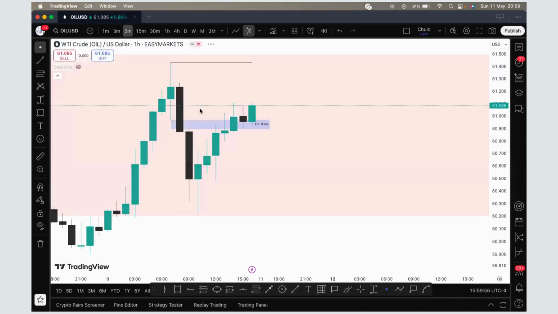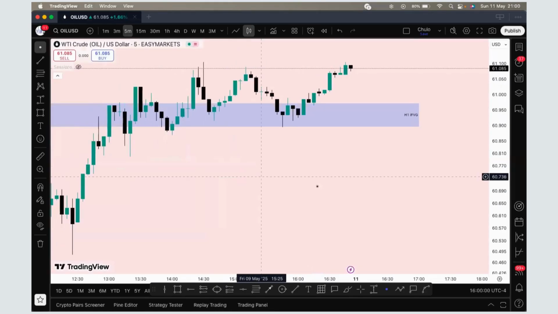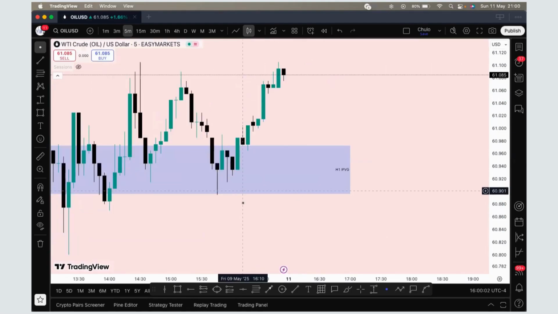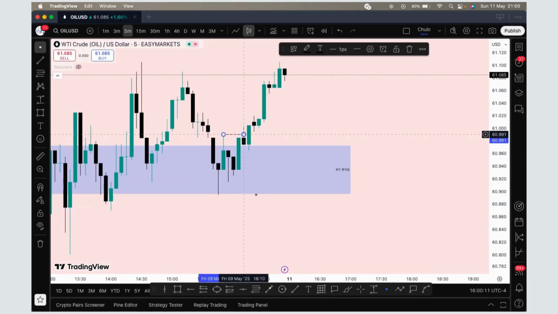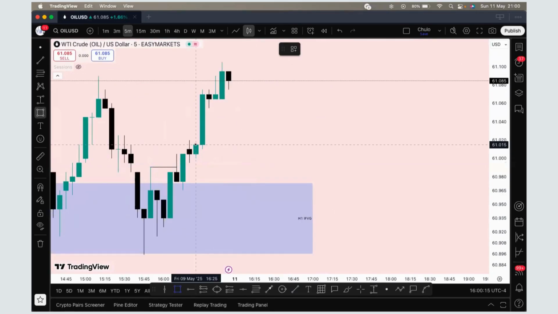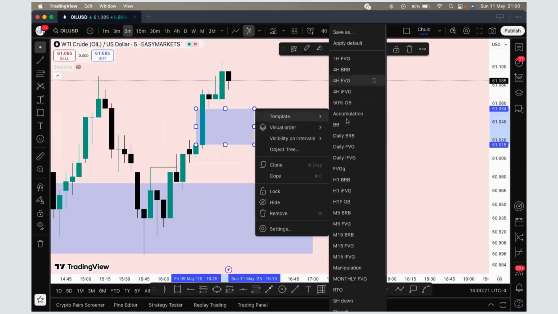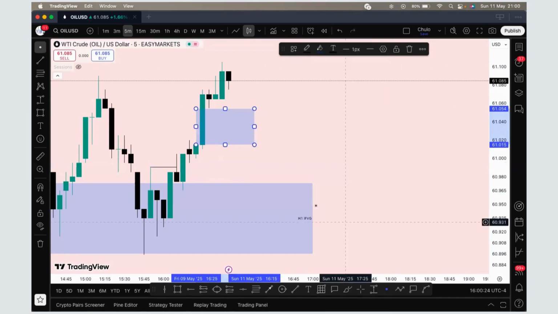So dropping down to the 5-minute time frame, we can clearly see a structure break, or a structure shift, here. And also we have this internal range liquidity here, and this 5-minute fair value gap.